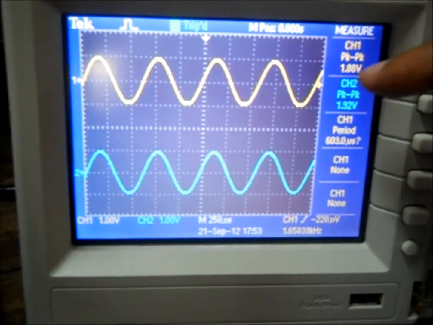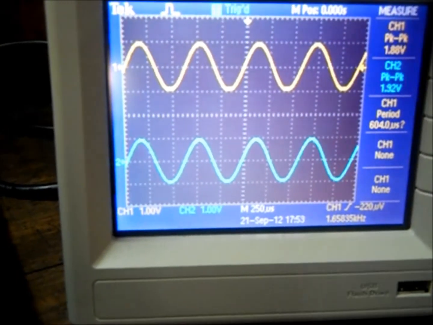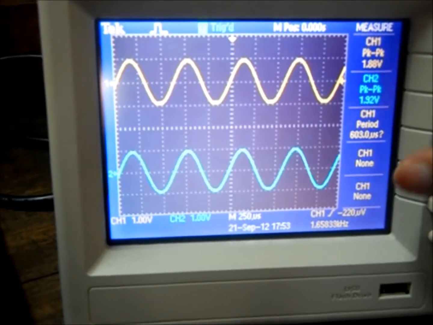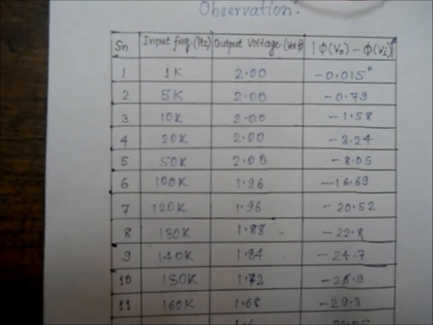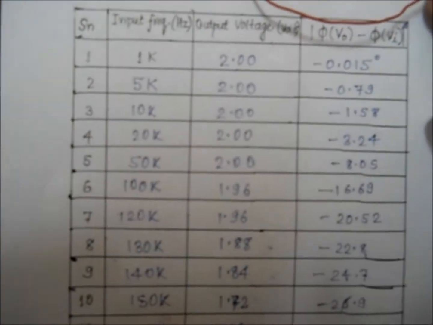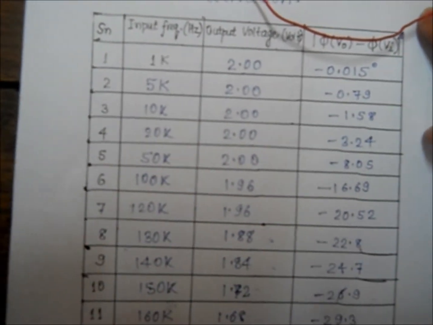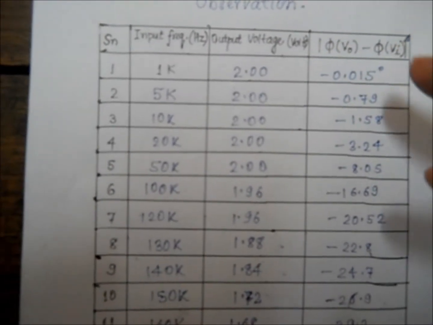In the oscilloscope, the yellow waveform represents the input signal, and the blue one is the output signal. We plotted the variations in the output voltage with the change in the frequency and tabulated it. The values are, for the first kilohertz, 1 kilohertz, we got an output voltage of 2 volts and a phase difference of 0.015 degree, and we calculated for the further variations in frequency till 1 megahertz.